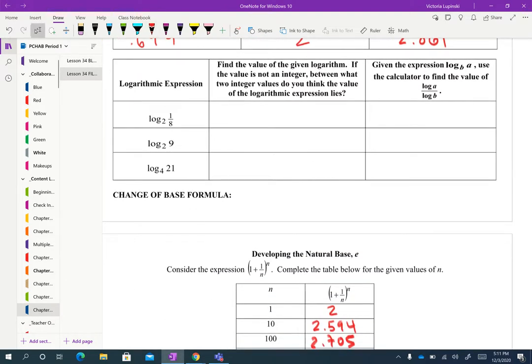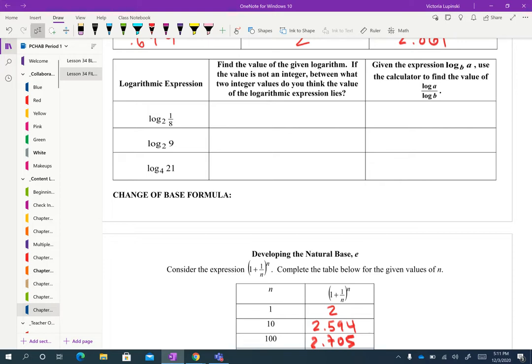So I give you a logarithmic expression in the left-hand column. I ask you in the middle to evaluate the logarithm. If it's an integer, tell me what it is. If it's not an integer, then tell me what 2 integers it's between. And then we're going to do a calculation over there at the end.